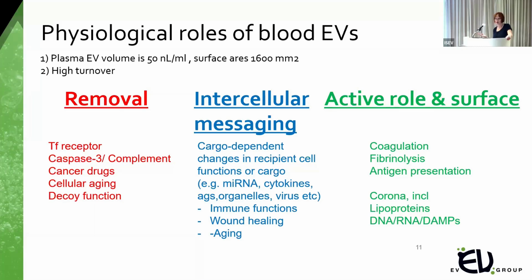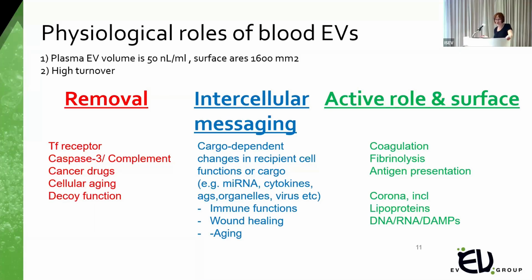And why the latter? Because the total volume of the EVs per mL of plasma is very small, but actually the surface is very large. And if we take into account the high turnover that we will soon hear about in this meeting, we can think that the surface role is much more important than we have considered so far. So some examples for the removal.